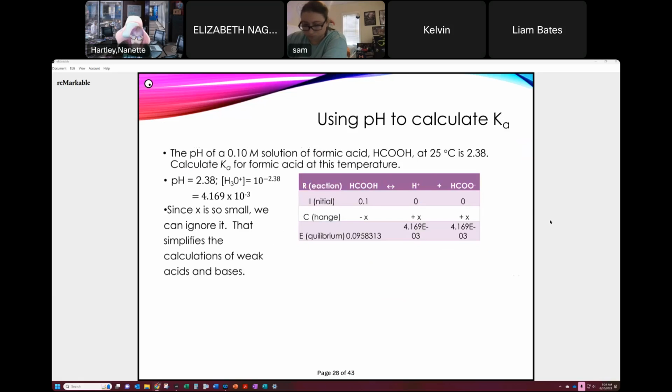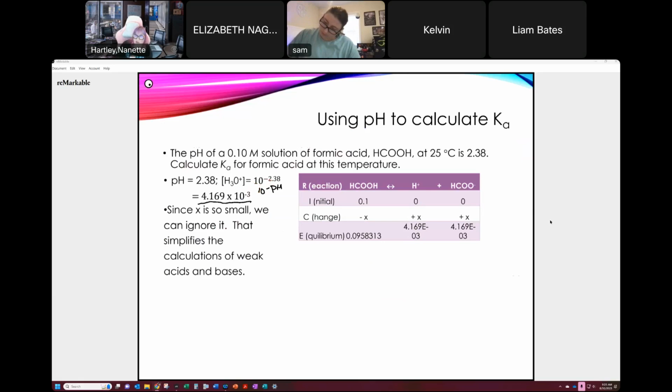Now let's talk about another way that we can use Ka. Let's use the pH to calculate Ka. This sounds familiar. We're going to do this in the experiment that we're talking about. The pH of a 0.1 molar solution of formic acid, HCOOH, at 25 degrees is 2.38. Calculate Ka for formic acid at this temperature. My pH is 2.38, so my H3O plus is 10 to the negative pH, and that gives me this value right here.